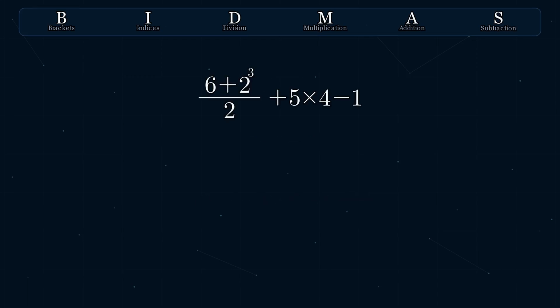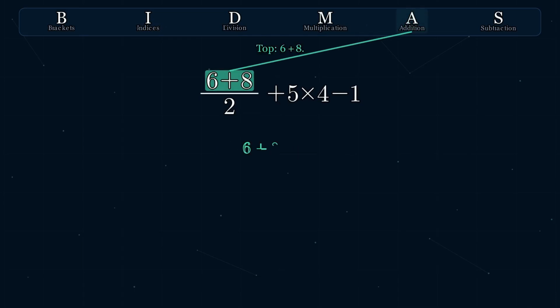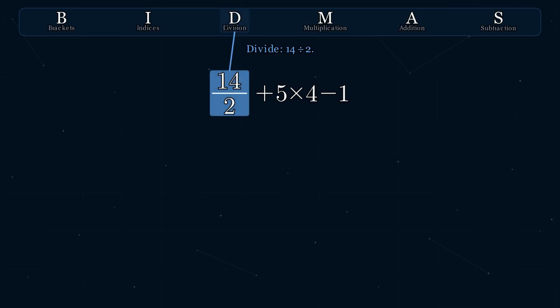Now, a fraction question. The top of the fraction has to be simplified before it is divided. Start with the power. 2 cubed means 2 times 2 times 2. That equals 8. So the top becomes 6 plus 8. 6 plus 8 equals 14. Now, the fraction gives 14 divided by 2. 14 divided by 2 equals 7.